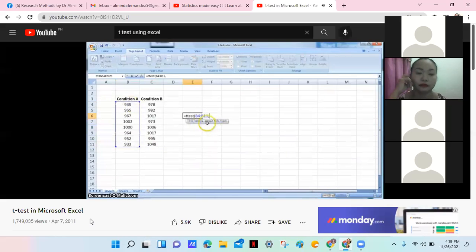Now Excel is asking you to highlight array 2. So this is just the means from the second condition. So now I highlight the second ones. Now hit comma.